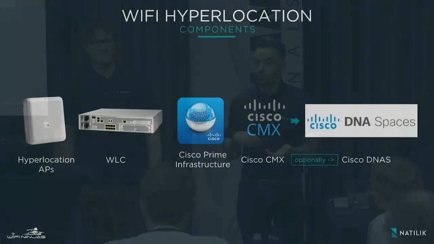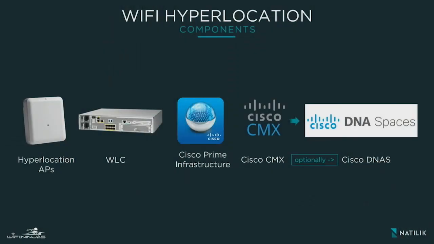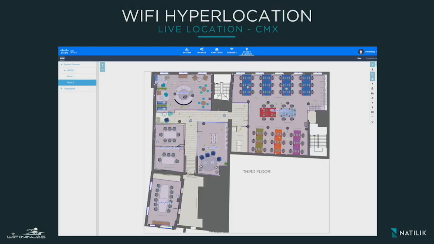We needed the hyperlocation access points from Cisco, Cisco wireless LAN controller, Cisco Prime Infrastructure, Cisco CMX, and then you can optionally integrate that with Cisco DNA Spaces as well. And then what we're showing you here is the CMX server at the Natilic office, and more in particular here, the zones that we've created on the floor.